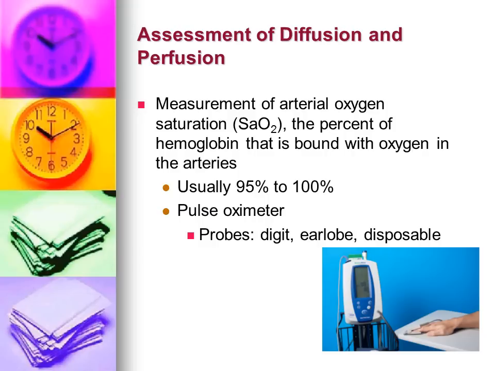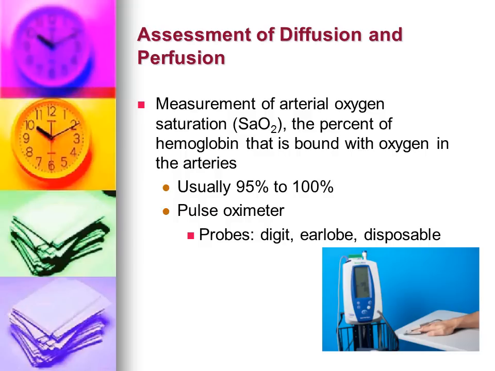Measurement of arterial oxygen saturation, or SaO2, is the percent of hemoglobin that is bound with oxygen in the arteries. Usually, the normal is between 95 to 100%, and we measure this with a pulse oximetry. And we have digit, earlobe, and disposable. This is a picture here of a digit pulse oximetry, and we'll go over each one of these in our skills lab. A pulse oximetry permits the indirect measurement of oxygen saturation.